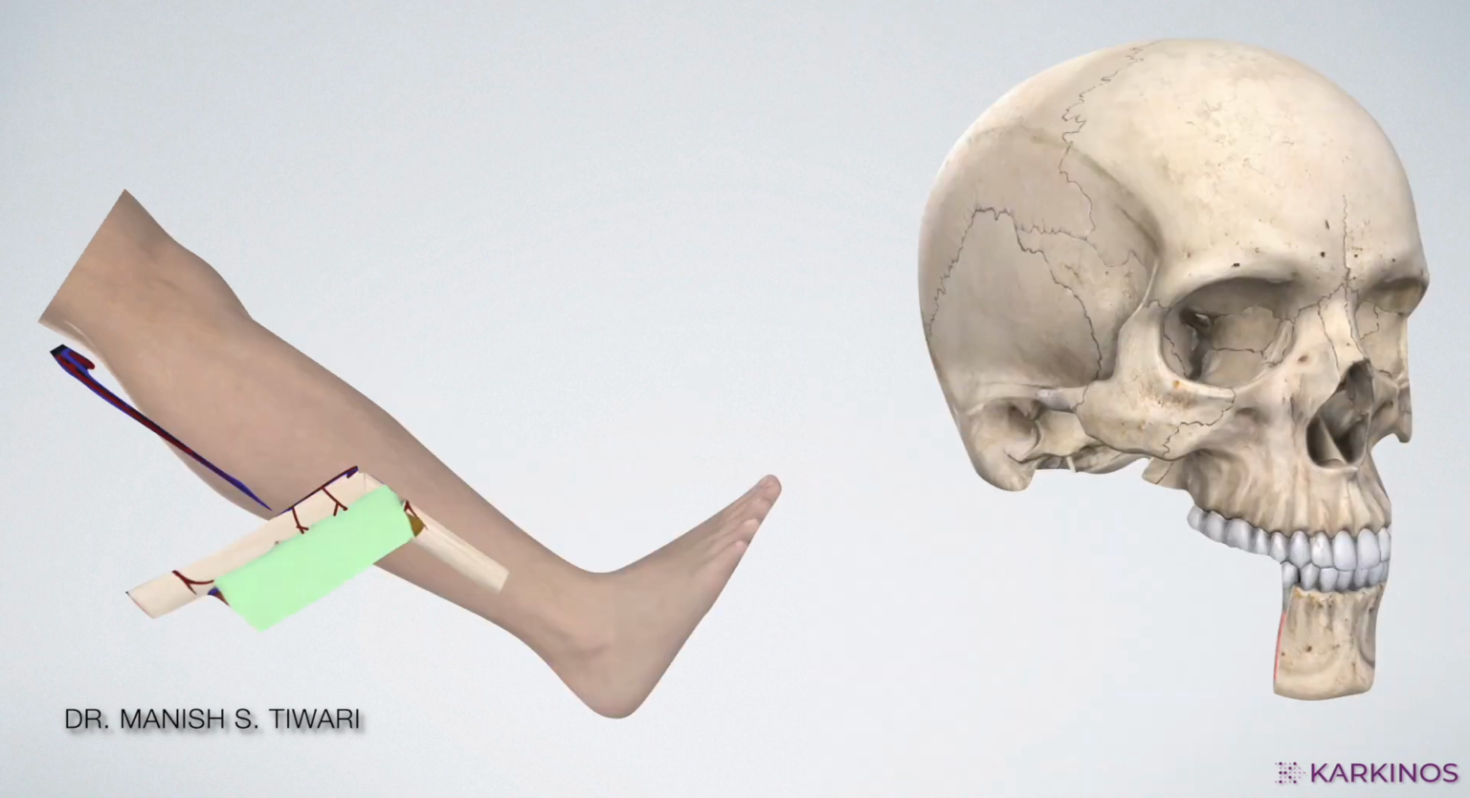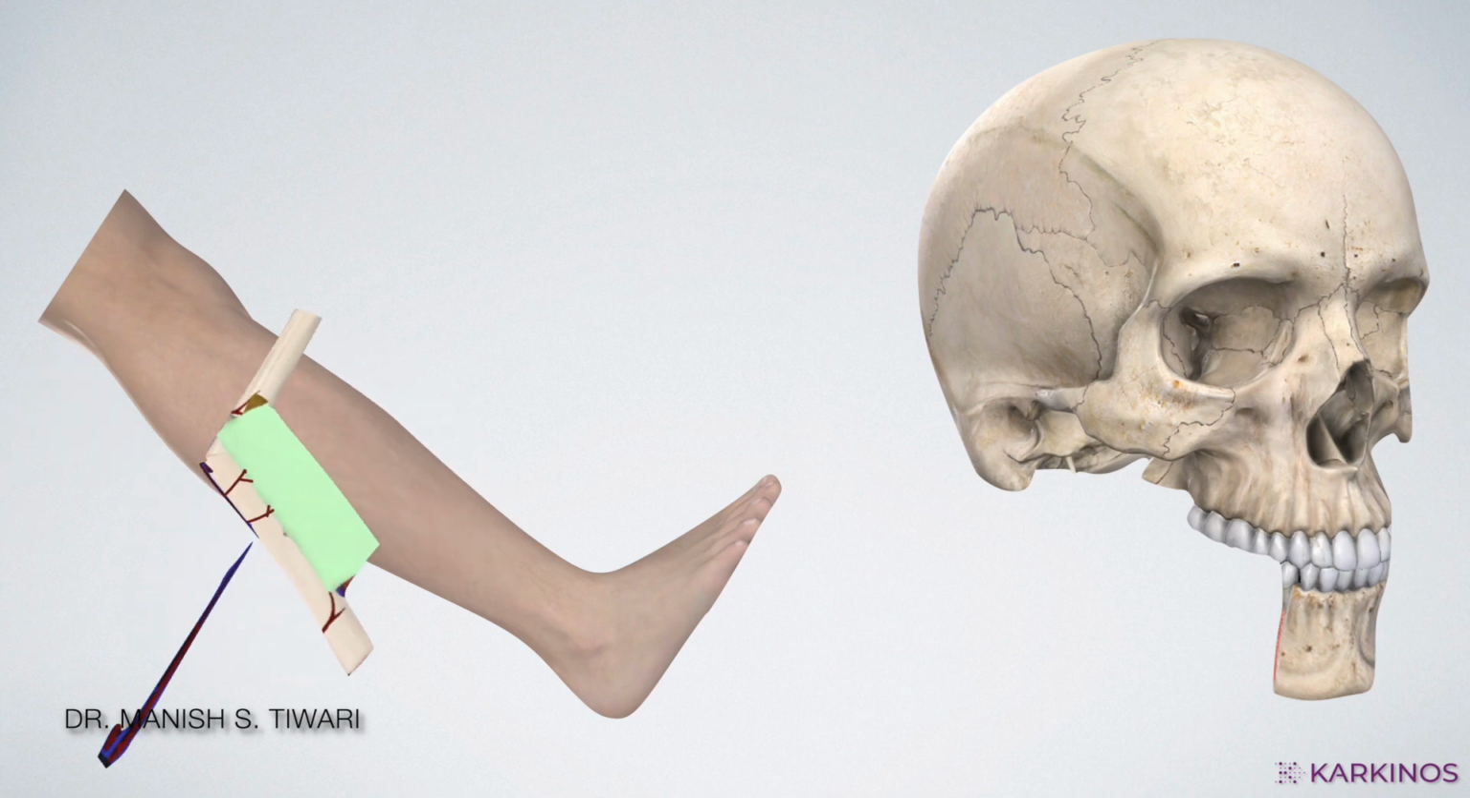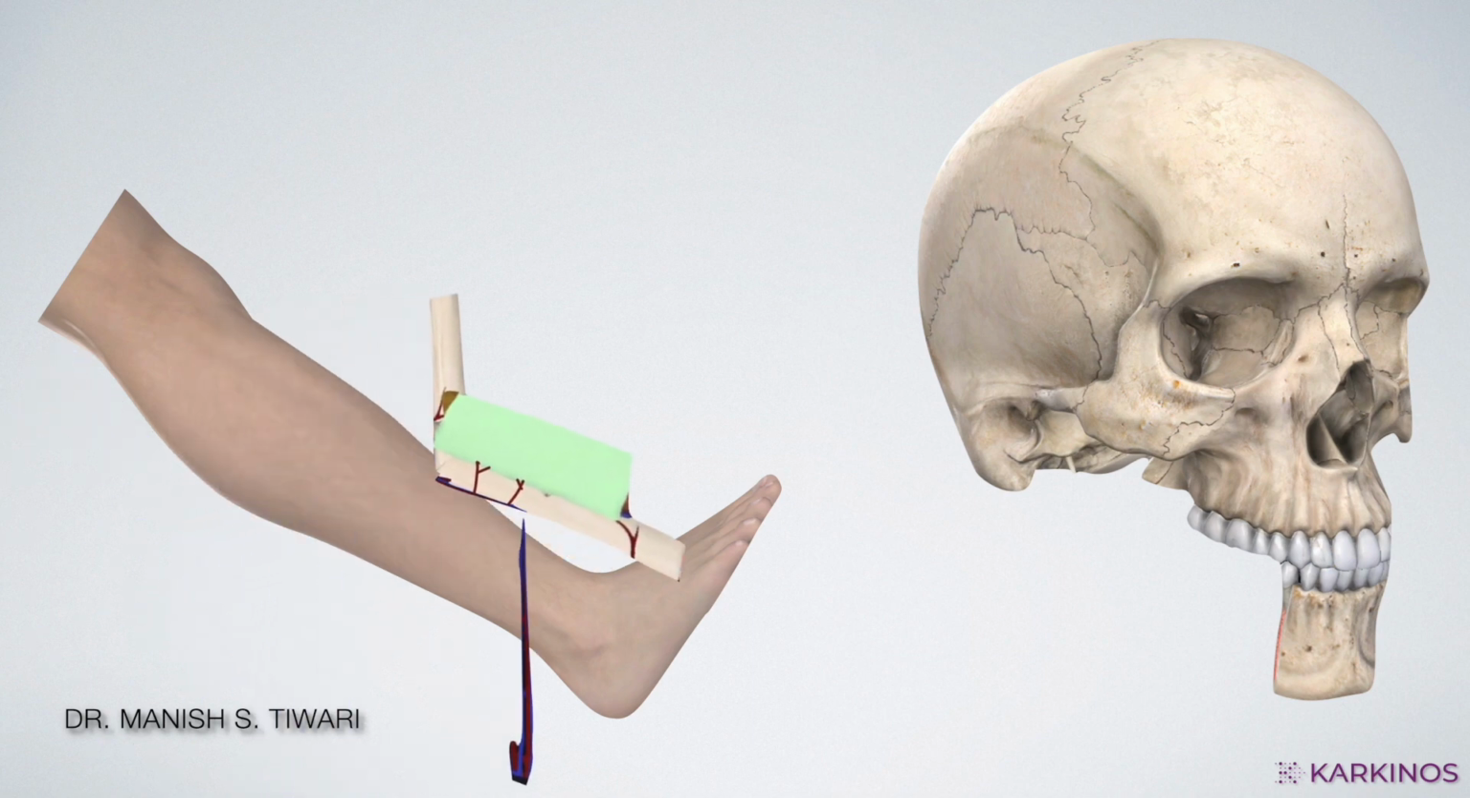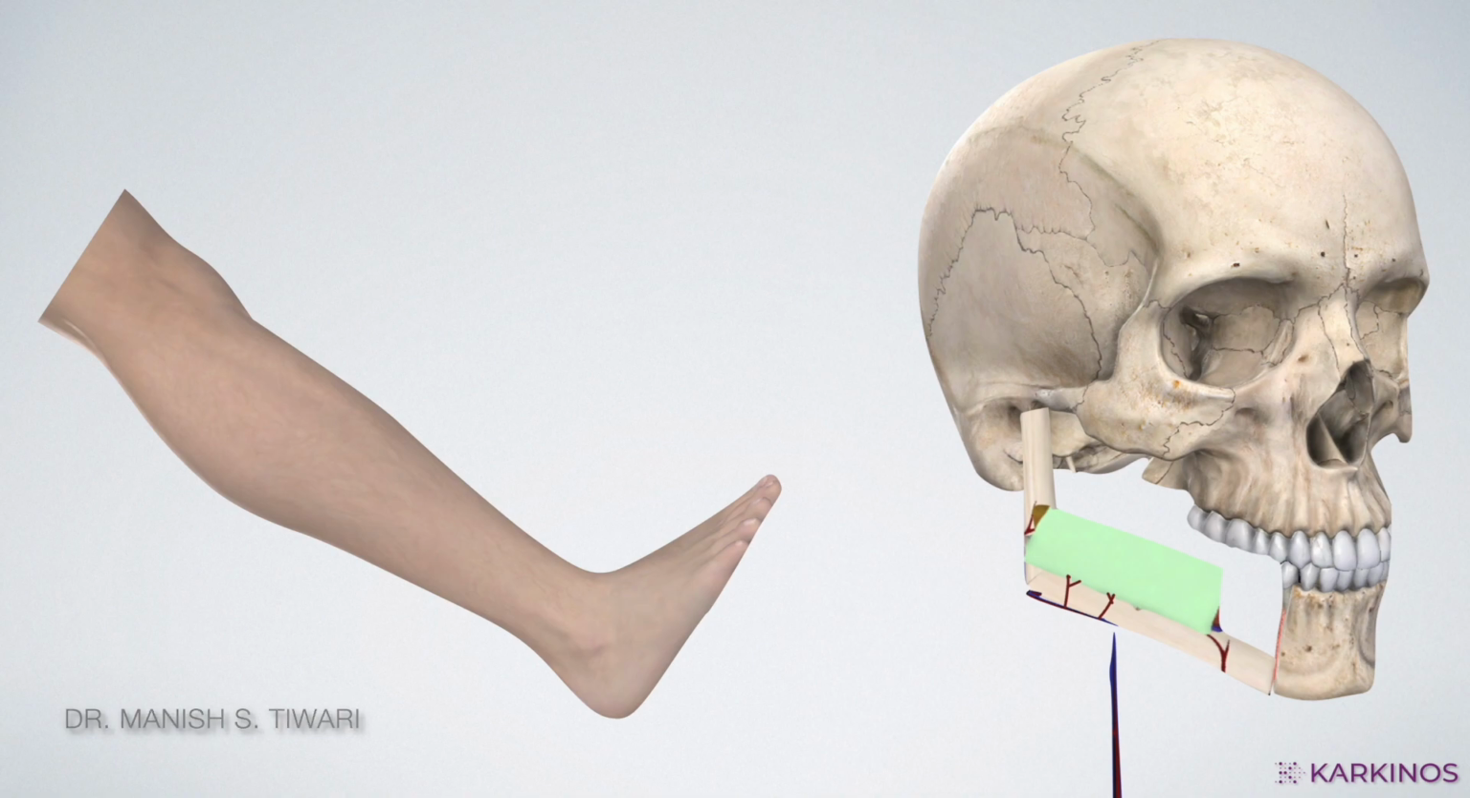In some situations, when you don't get perforators in this portion, you get perforators a bit higher up. This kind of osteotomy can be done with the skin paddle on the proximal aspect. And this is how the flap can be used for a right-sided defect.